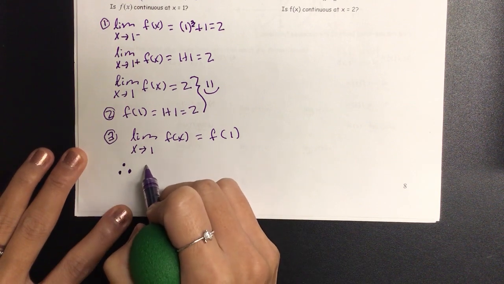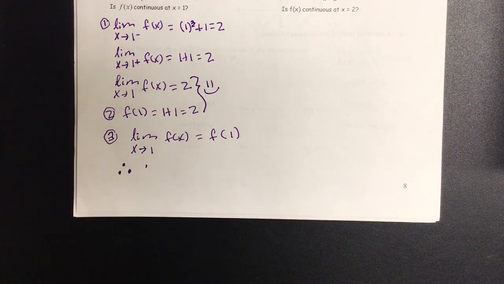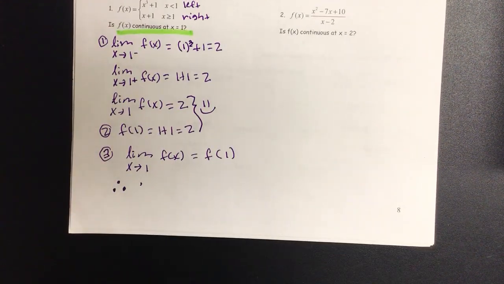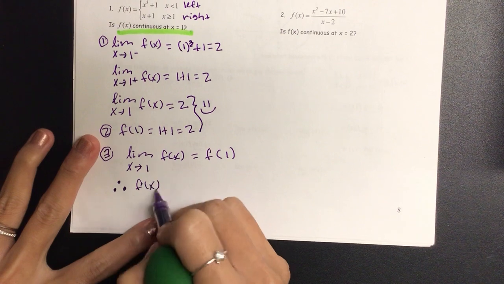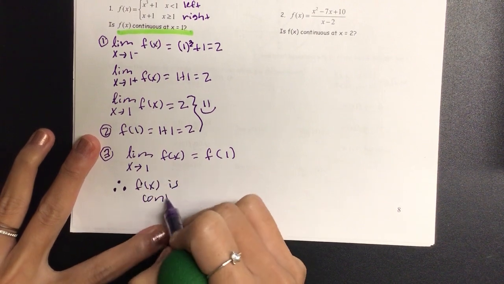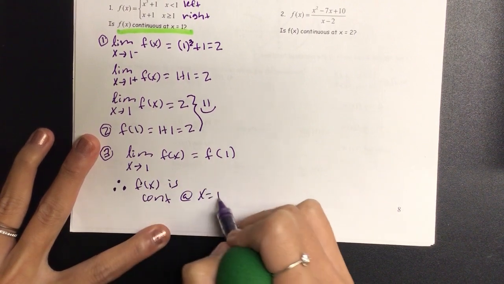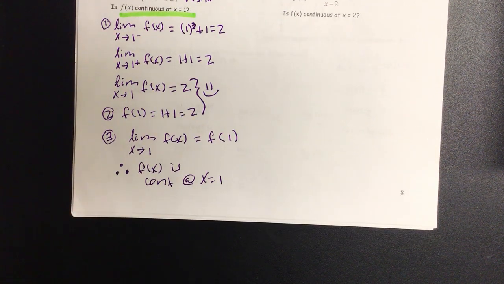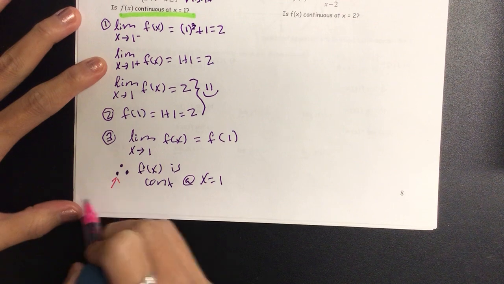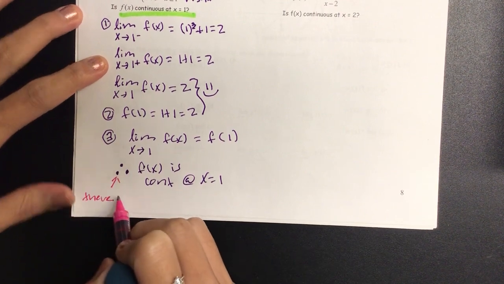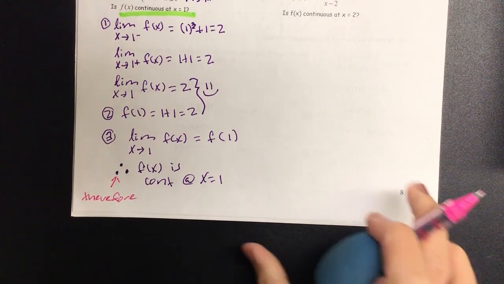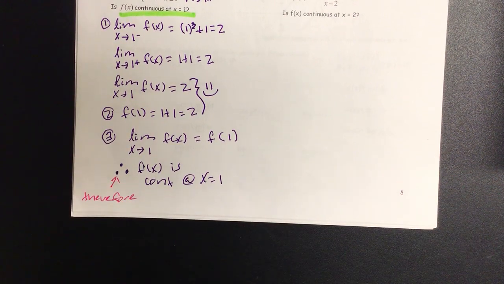I would reword this right here. Just copy that as it is. So therefore, f of x is continuous at x equals 1. And if you want to write on here, in case you forget, this means therefore. Does therefore have O-R-E, I think? Did I spell that right? Therefore? Okay.